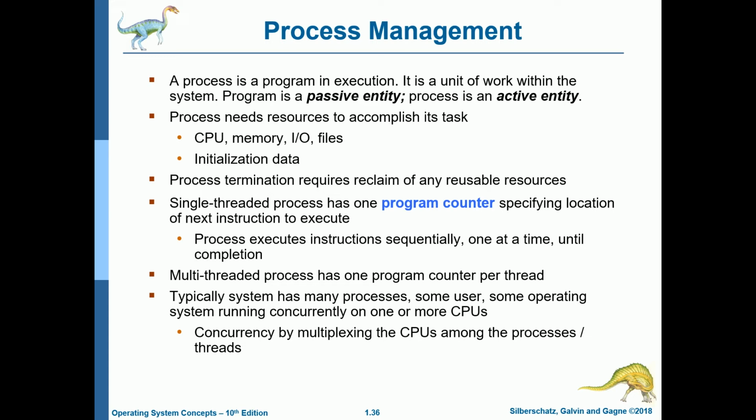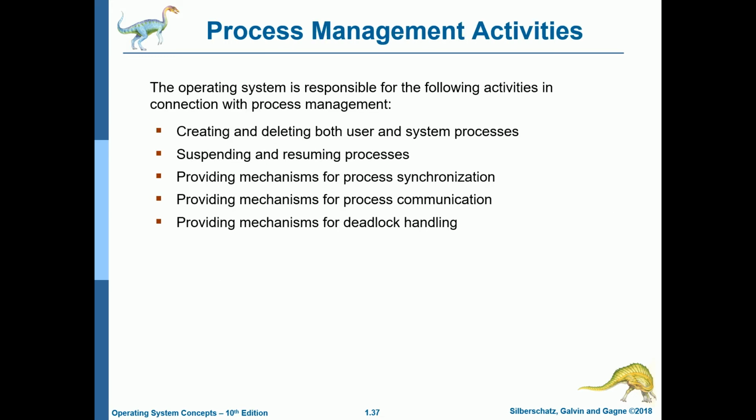Now, assuming we have a single-threaded process, it only has one program counter. Now, the program counter specifies where the next instruction is. Now, processes are assumed to execute instructions sequentially, one at a time, until they have completed. Now, if we had a multi-threaded process, you have one program counter per each one of the threads. Now, typically a system has a lot of processes, some users, and some operating systems running concurrently on one or more CPUs. As we're managing these processes, there's some activities that we need to discuss.